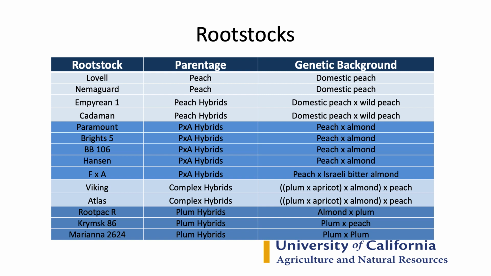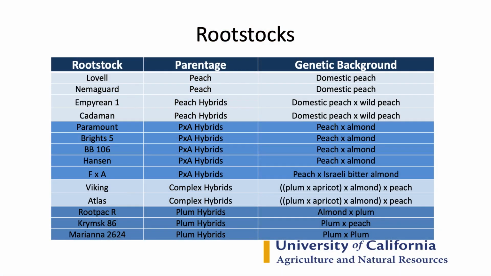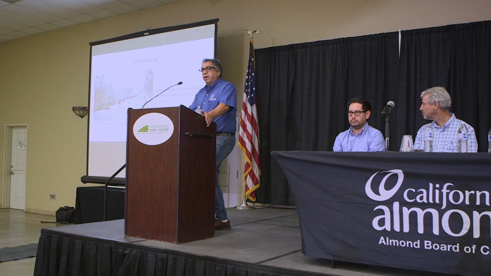If we are talking about the peach almond hybrids, the famous ones are the Hansen and Brights 5. If we are talking about more complex hybrids, I will be talking about Viking mainly. And we have the plum hybrids, for example, the Rootpac R or the famous Krymsk 86 that is more planted in the Sacramento Valley. So one of the things my colleagues looked at is the tree anchorage.